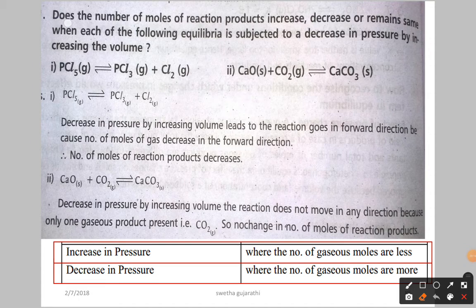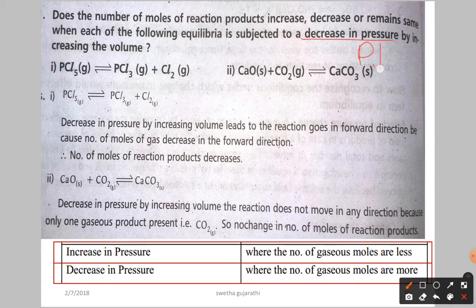Does the number of moles of reaction products increase, decrease or remain the same when each of the following equilibria is subject to a decrease in pressure? Decrease in pressure is by increasing the volume. You know very well that pressure and volume have an inverse relation, isn't it? Now what is the question here? Decrease in pressure means the pressure is going to be decreased.